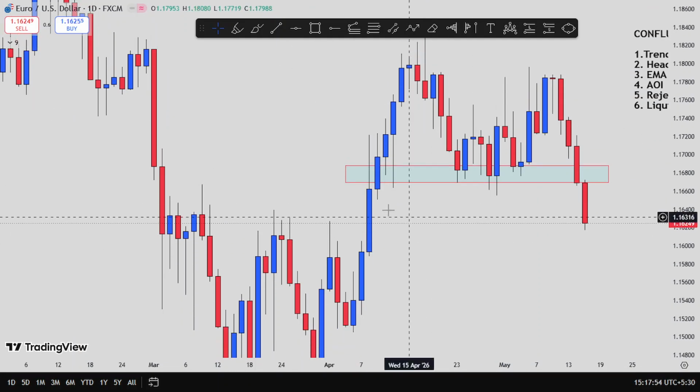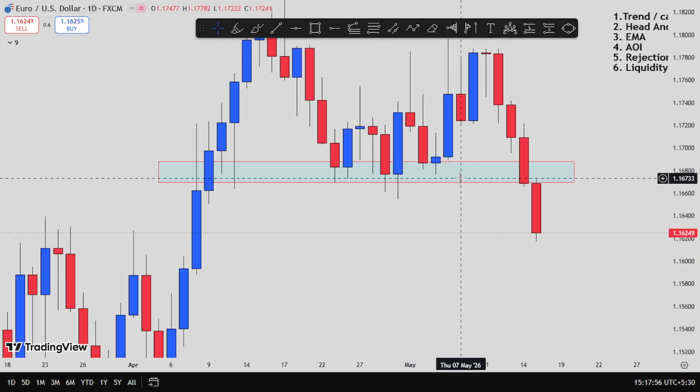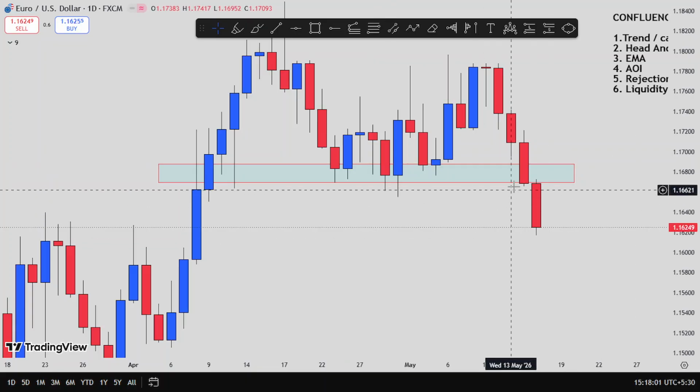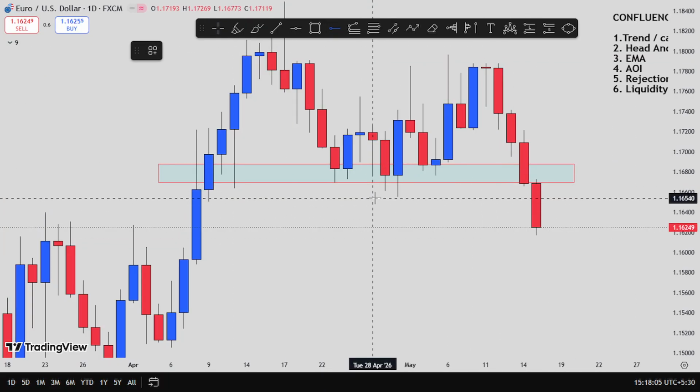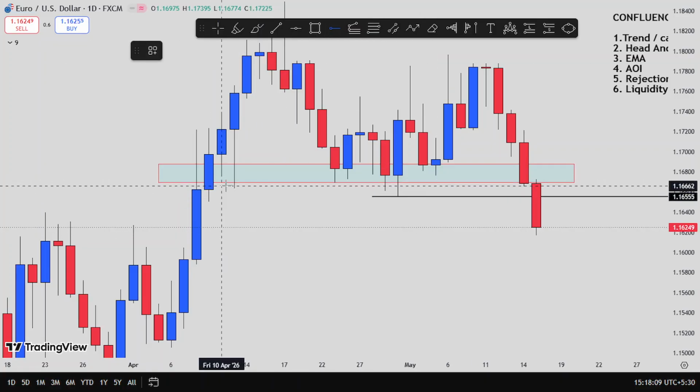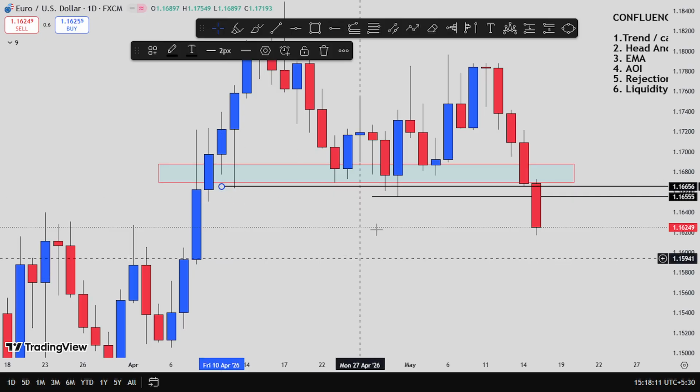So I just remove the EMA for a clear view. Now see, we knew that weekly has many liquidity levels here. Now where to find those on the daily time frame? You can clearly see that we have one level over here.